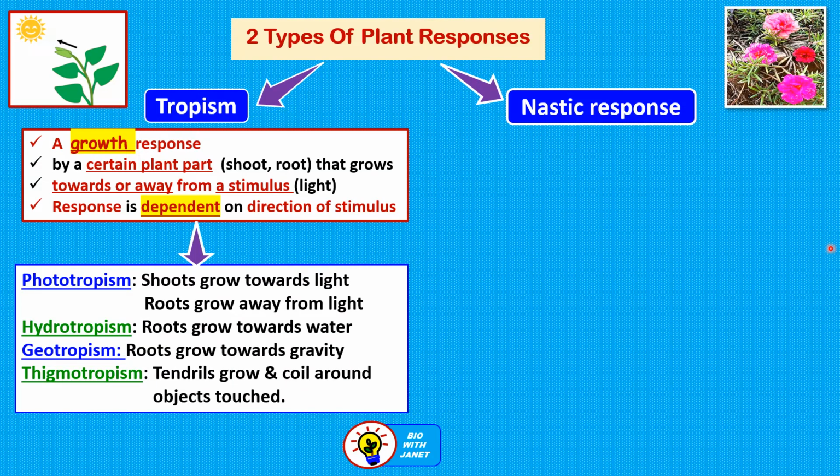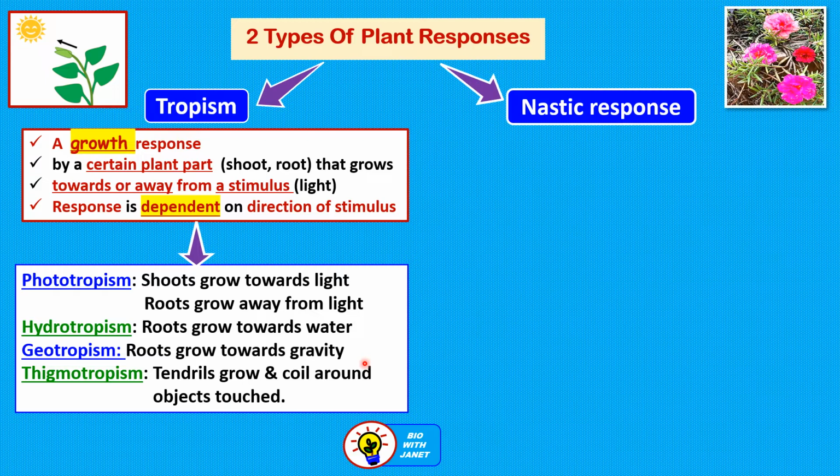So what are some examples of tropism? Now, in phototropism, the stimulus is light. So shoots grow towards light, whereas roots grow away from light. In hydrotropism, the stimulus is water. Roots grow towards water. And then in geotropism, the stimulus is gravity.